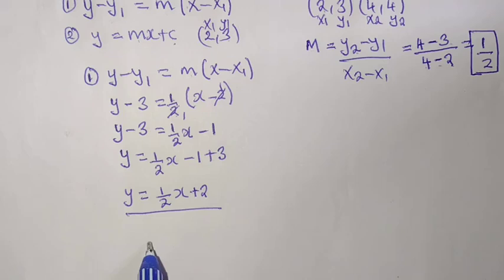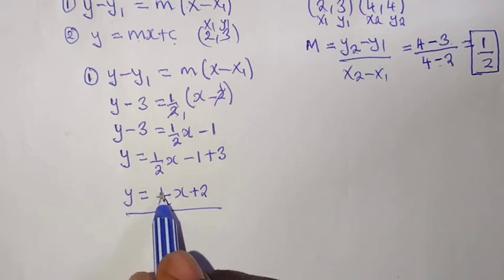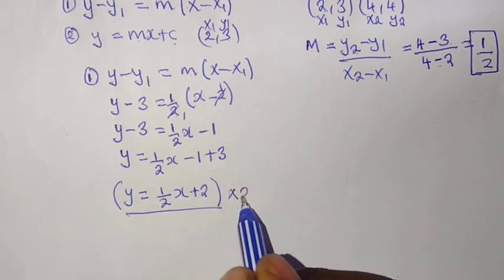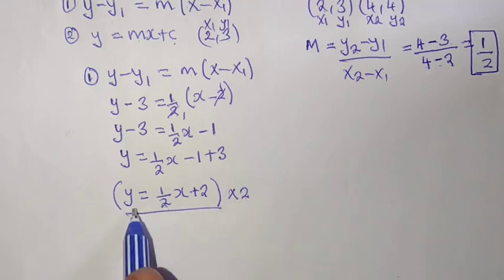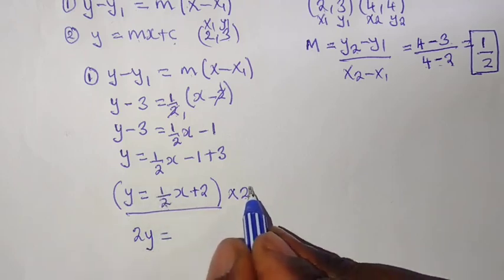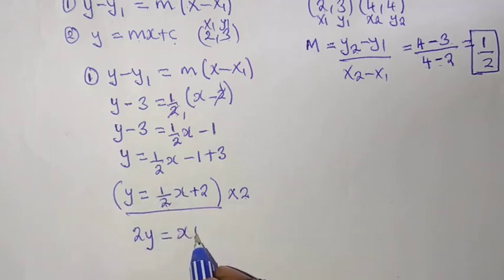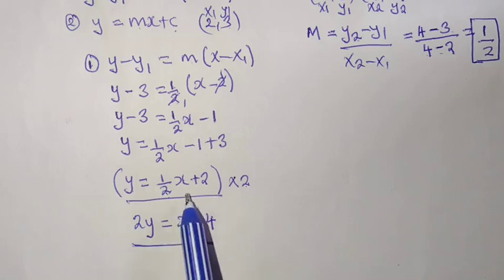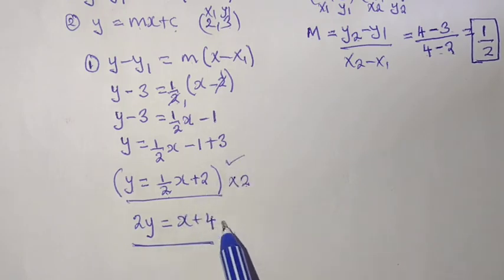Or what you can do is, since here it's 1 over 2, it's a fraction, you can multiply everything with the common denominator, which is a 2 right here. So 2 times y, you are going to have 2y equal to, then 1 over 2x times this 2. This 2 and this 2 cancel, remain with x, plus 2 times 2, it's a 4. So you can either leave it at this stage, or you can leave your answer on this stage. You are still going to be marked. So this is our equation of the straight line, this one or this one.